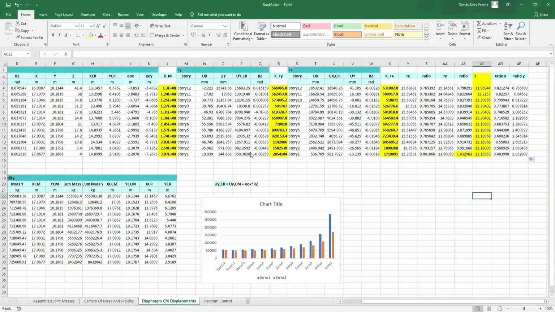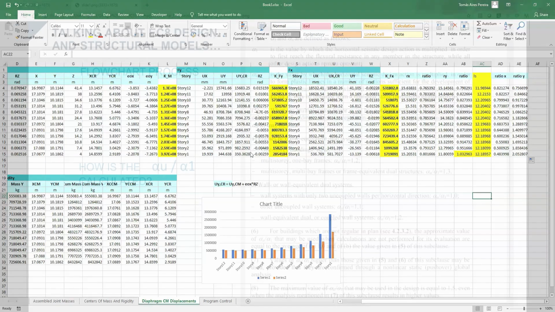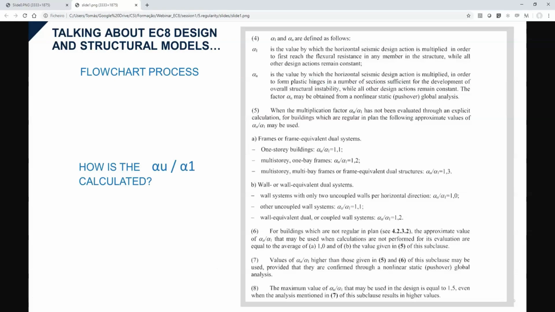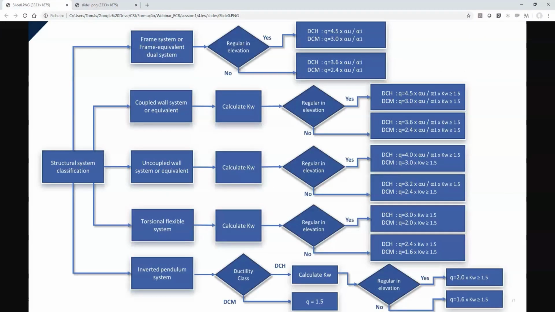So let's look at the influence this has on our behavior factor. In the y direction, we have a coupled wall system, so the alpha u over alpha 1 ratio is 1.2. But, as we mentioned, since the structure is not regular, we do something to reduce this value. We take the average with the value 1.0. Therefore, the final value for alpha u over alpha 1 is 1.2 plus 1.0 divided by 2, which gives us 1.1. This is the final factor that allows us to calculate our behavior factor.